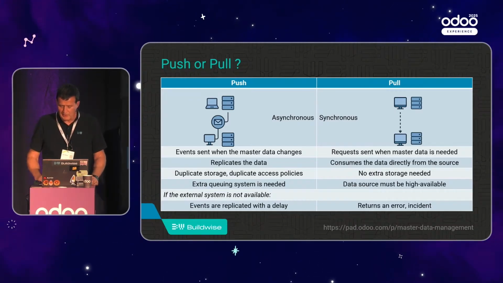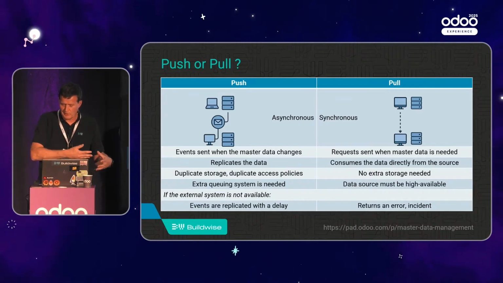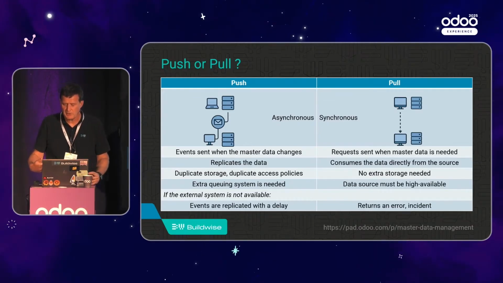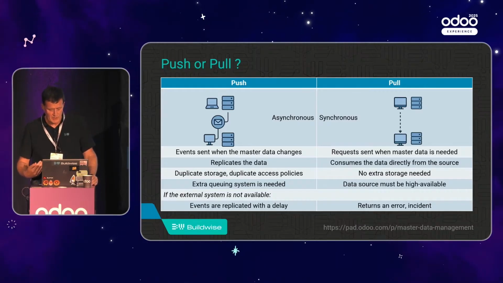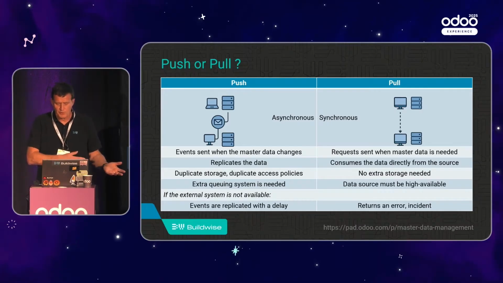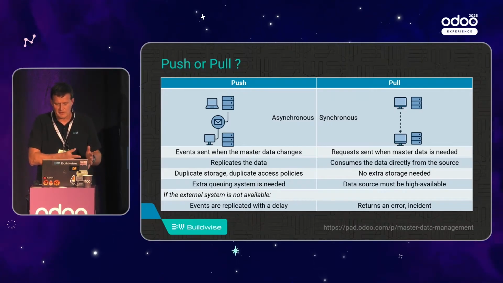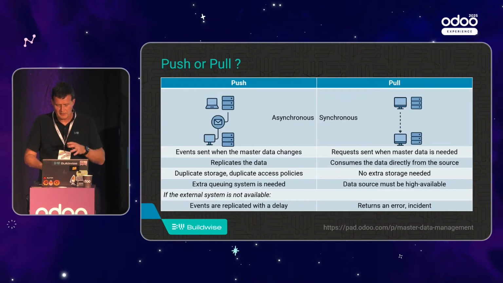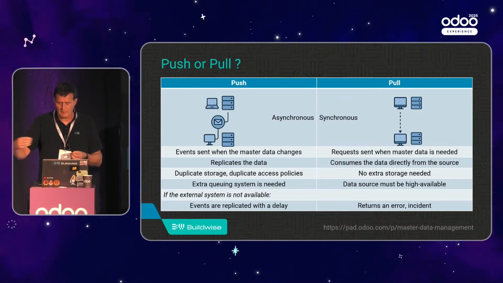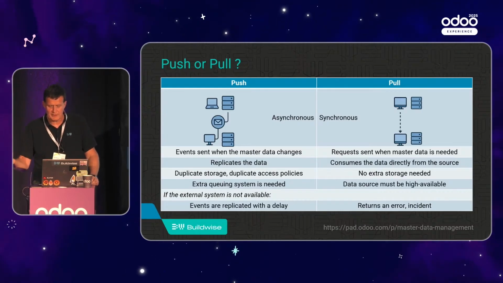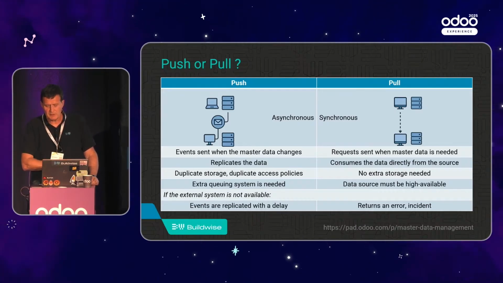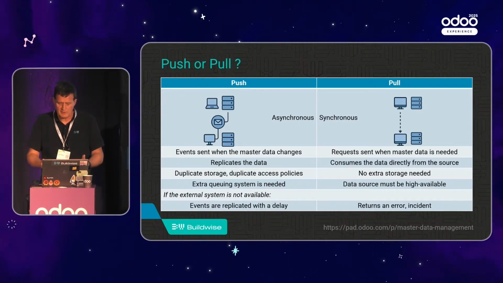In terms of availability, you need also to have a master data system that is highly available if your customers are pulling information in a synchronous way. And then what if the external system is not available? But if you use a push, then it's very easy. The events are put in a queue, they are stacked, and then when the external system becomes available again, they are simply pushed at that time. But with the pull approach, if the master data system is not working, it's an incident.